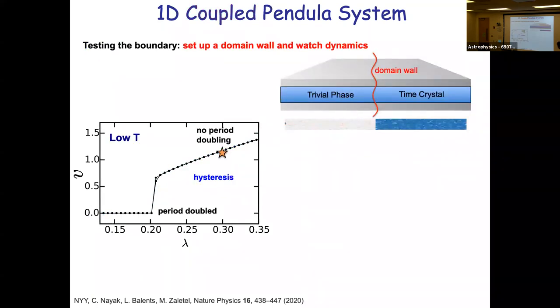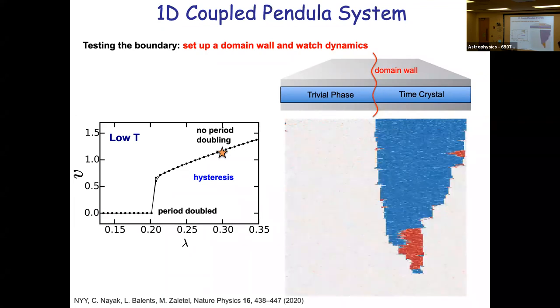If one looks, for example, in a parameter regime lambda in the non-time crystalline phase, and one sets up a domain wall between the trivial phase and the time crystal, one finds that that domain wall always gets eaten up by the trivial phase. So the only steady state fixed point is the system in the non-time crystal phase.